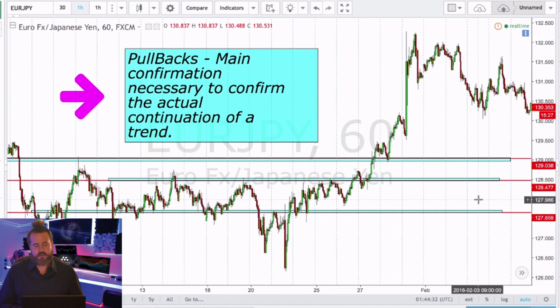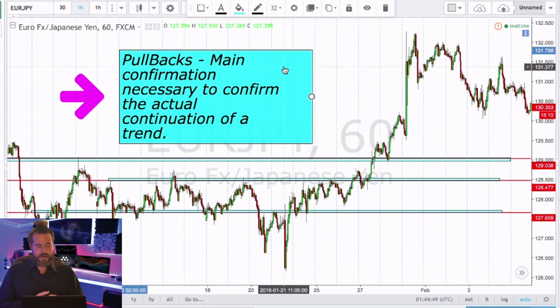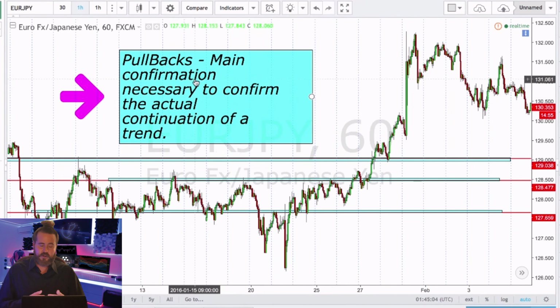This week we're going to talk about pullbacks. Now let me give you the technical definition of pullbacks. Pullbacks are the main confirmation necessary to confirm the actual continuation of a trend. If you combine pullbacks with all of the other confirmations that we're talking about, like support and resistance and trend lines, pullbacks will help us confirm the continuation of the trend, because remember I said that the trend is your friend. You want to trade the trend. If the market is moving up, you want to trade the market up. If the market is moving down, you want to trade the market down. So today we're talking about pullbacks.